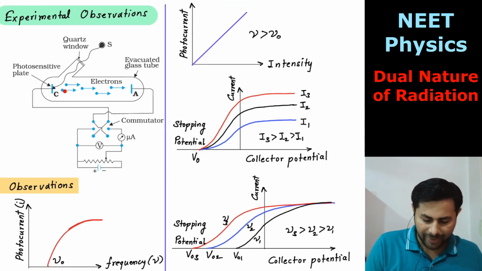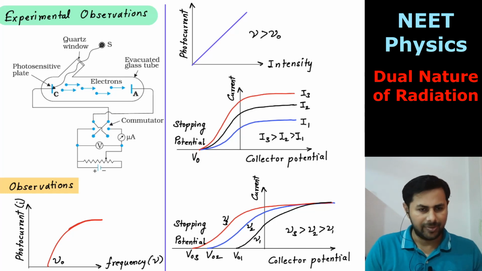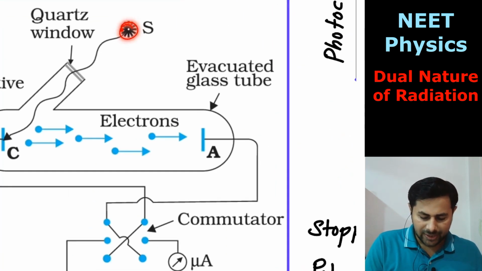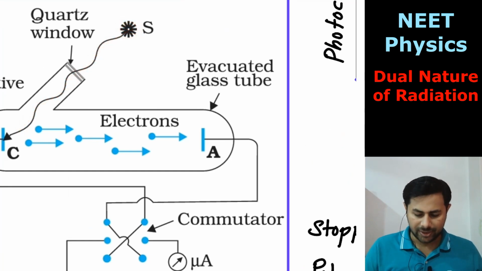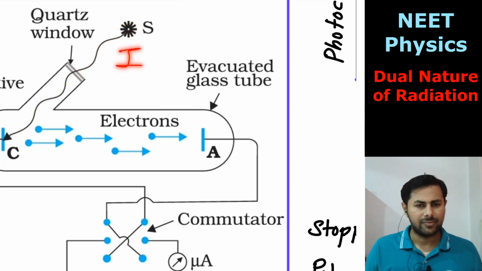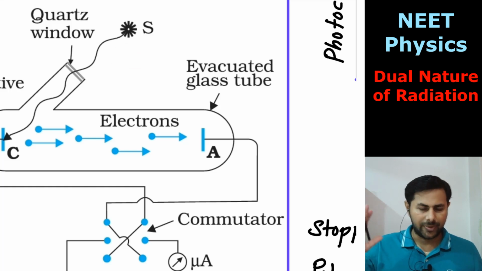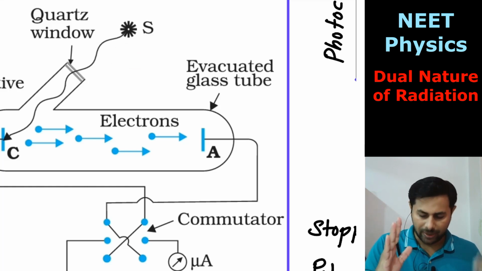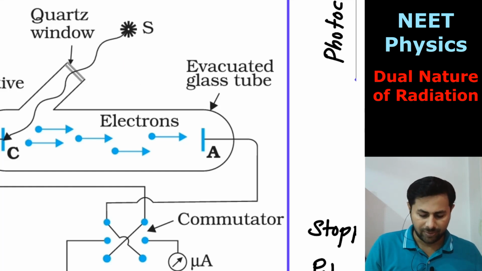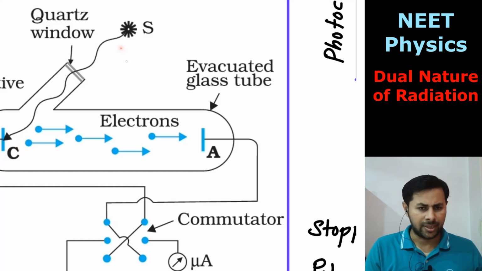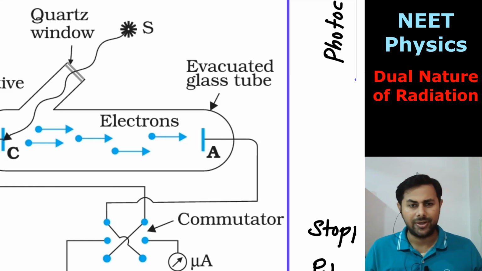So if the maximum energy of electrons is the same, that means the energy that they are getting from light is also the same, and it does not depend on the intensity. If the energy you need to apply to stop electrons is the same in all three cases for intensity I1, I2, I3, that means the energy the electrons are getting from light does not depend on intensity.